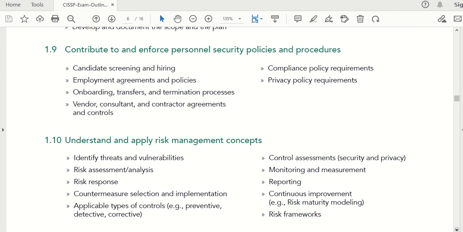Understand and apply risk management concepts: identify threats and vulnerabilities, risk assessment and analysis, risk response, countermeasure selection and implementation, and applicable types of controls such as preventive, detective, and corrective. We look at what the differences between these are. Then control assessments, security and privacy, monitoring and measurement, reporting, continuous improvement, and risk frameworks. Continuous improvement is the key part because it's not a one-time thing. It will go on continuously, so it's a continuous process.